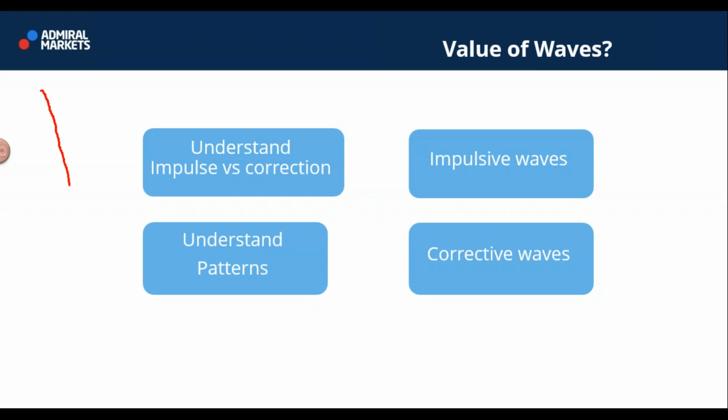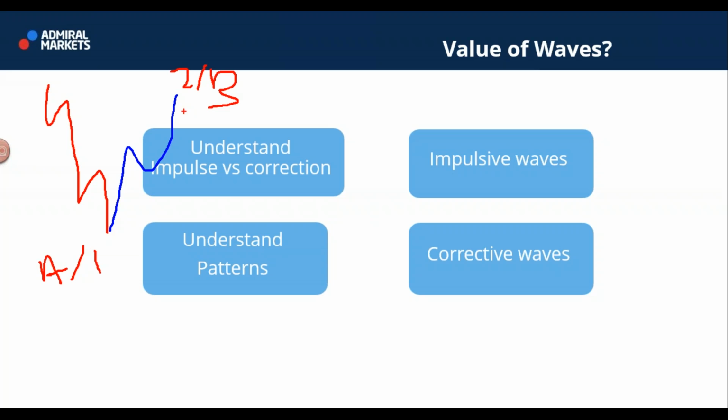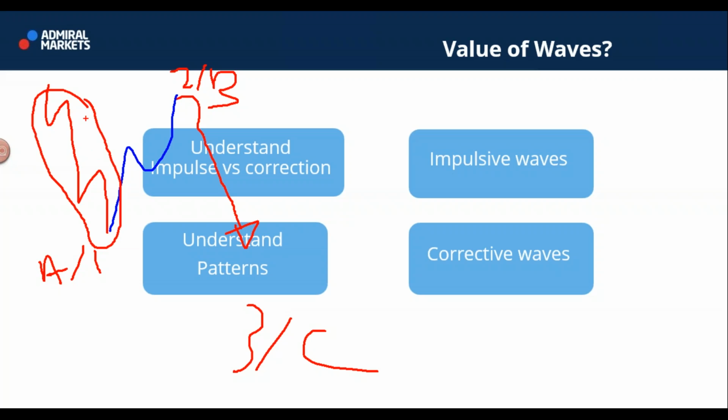So when you see, for instance, 5 waves down like this, and then you see 3 waves up, you could already understand that this is a wave A or 1, that this is probably wave 2 or B, and that there's a good chance that price will turn back down for wave 3 or C. If you only understand impulse and correction, you would understand that this looks impulsive, but you wouldn't have that extra insight. But if you know the wave patterns, you know that there's 5 waves down, 3 waves up, so there's a good chance that price will turn back down and make an impulse to the downside.